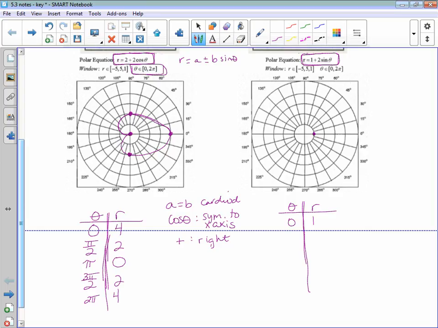Okay. Let's plug in pi over 2. What do you get with that? 3. All right. So count out 3. Travel around pi over 2. Plug in pi. What do you get? 1.